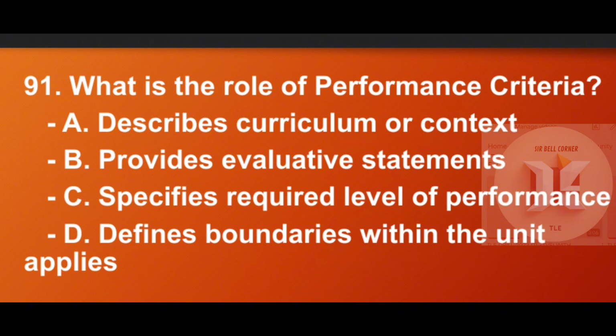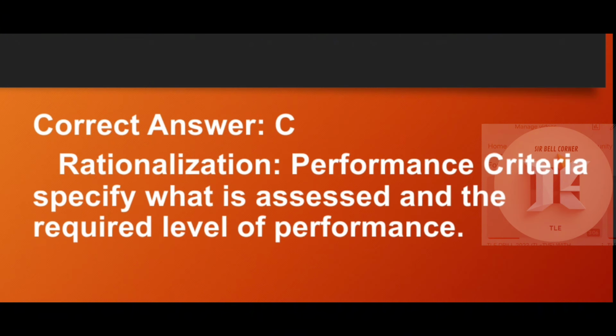91. What is the role of performance criteria? A. Describes curriculum or context. B. Provides evaluative statements. C. Specifies required level of performance. D. Defines boundaries within the unit applies. Correct answer. C. Rationalization. Performance criteria specify what is assessed and the required level of performance.